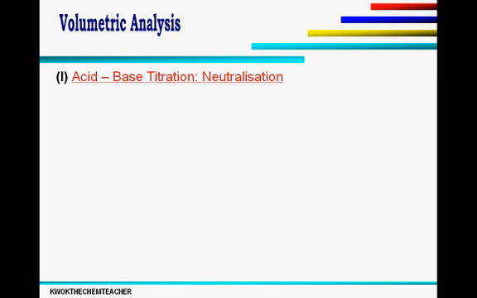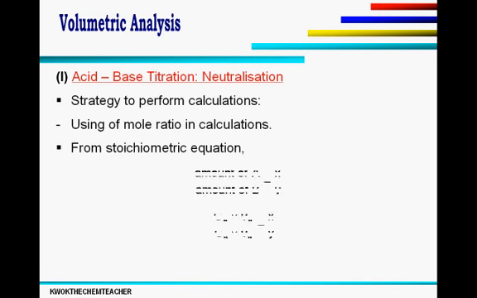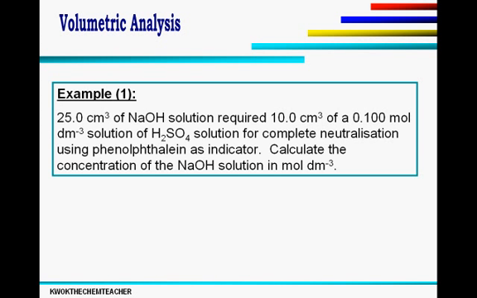Now, when you do acid-base titration, the common thing to do is calculations, and there is a strategy to perform these calculations. We often use mole ratio in the calculations. Taking the ratio of the reagent as shown by the following formulas, this is how we obtain the calculations of our unknown concentration of solutions which titration is supposed to find out.